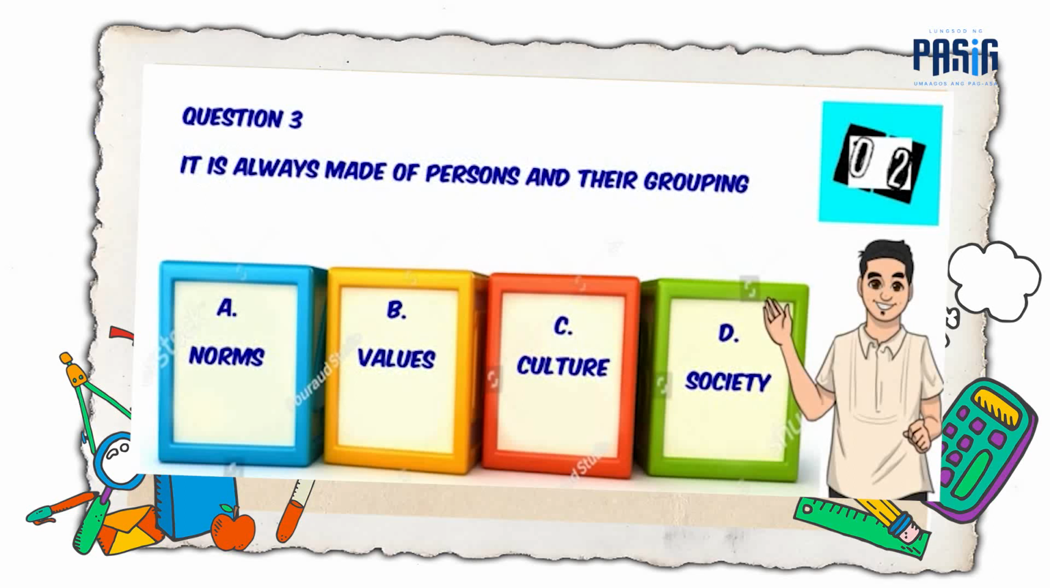Question number 3. It is always made of persons and their grouping. The choices are A. Norms, B. Values, C. Culture, D. Society. The correct answer is D. Society.